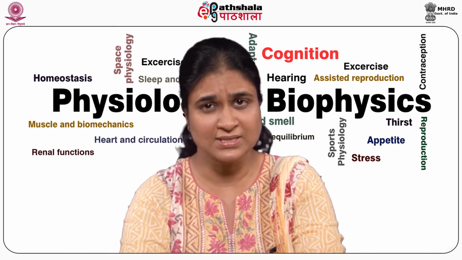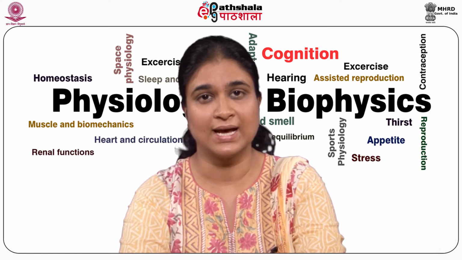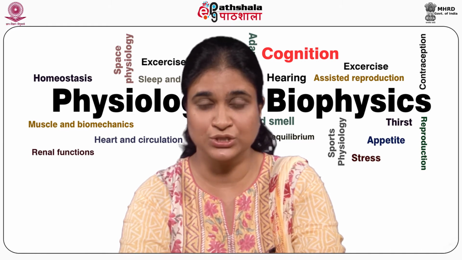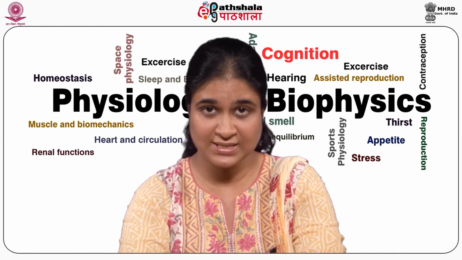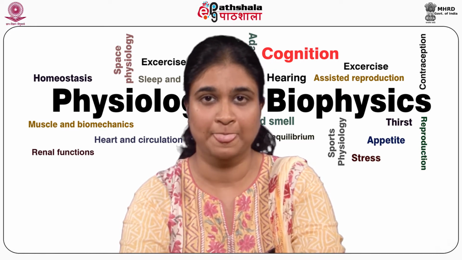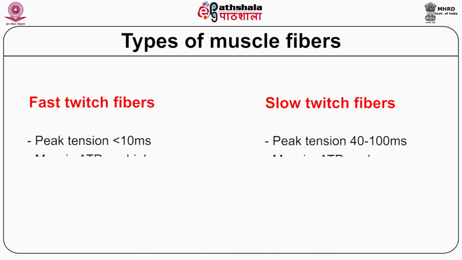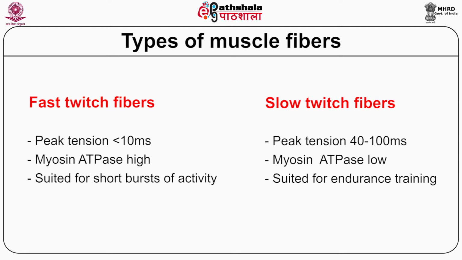But does that mean all the muscle fibers are similar? No, that is not the case, and muscle fibers can be classified into two. This is based on the time it takes to develop peak tension when they contract. Muscle fibers that develop peak tension in a very short duration of time, less than 10 milliseconds, are classified as fast twitch fibers, while the ones taking 40 to 100 milliseconds are labeled as slow twitch fibers.